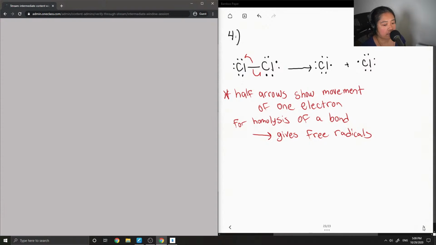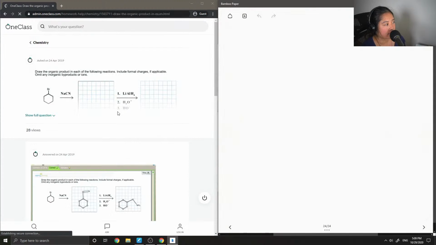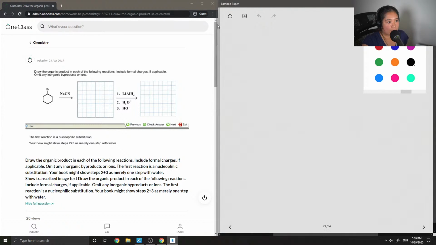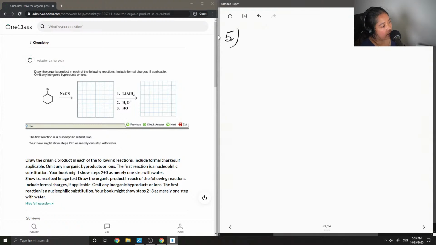Okay, so let's move on to question number 5. Draw the organic product in each of the following reactions. Include formal charges if applicable. Omit any inorganic byproducts or ions.